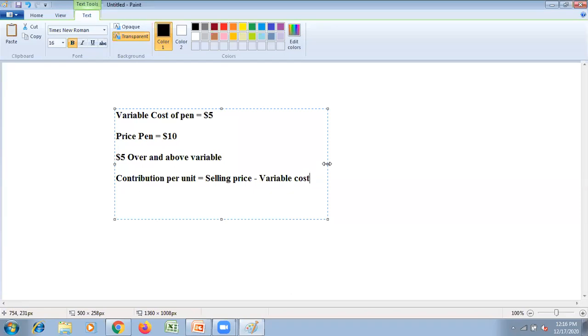Selling price में से variable cost अगर हम निकाल दें, so that is 5 ना. We can see that 10 minus 5, 5 आ गया हमारे पास, the amount which is over and above variable cost. Okay, now why is it called contribution?